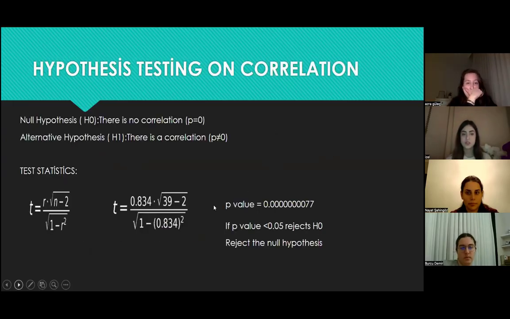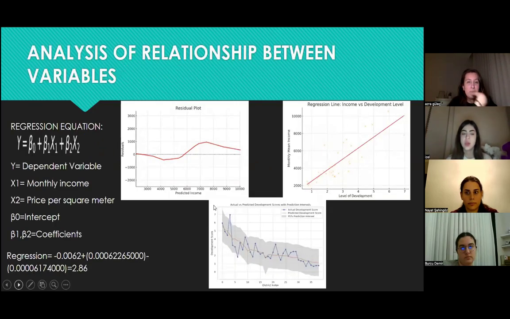Hypothesis testing on correlation. Null hypothesis: there is no correlation, rho equals 0. Alternative hypothesis: there is a correlation, rho not equal to 0. The graphics analyzing the relationship between variables are like that.